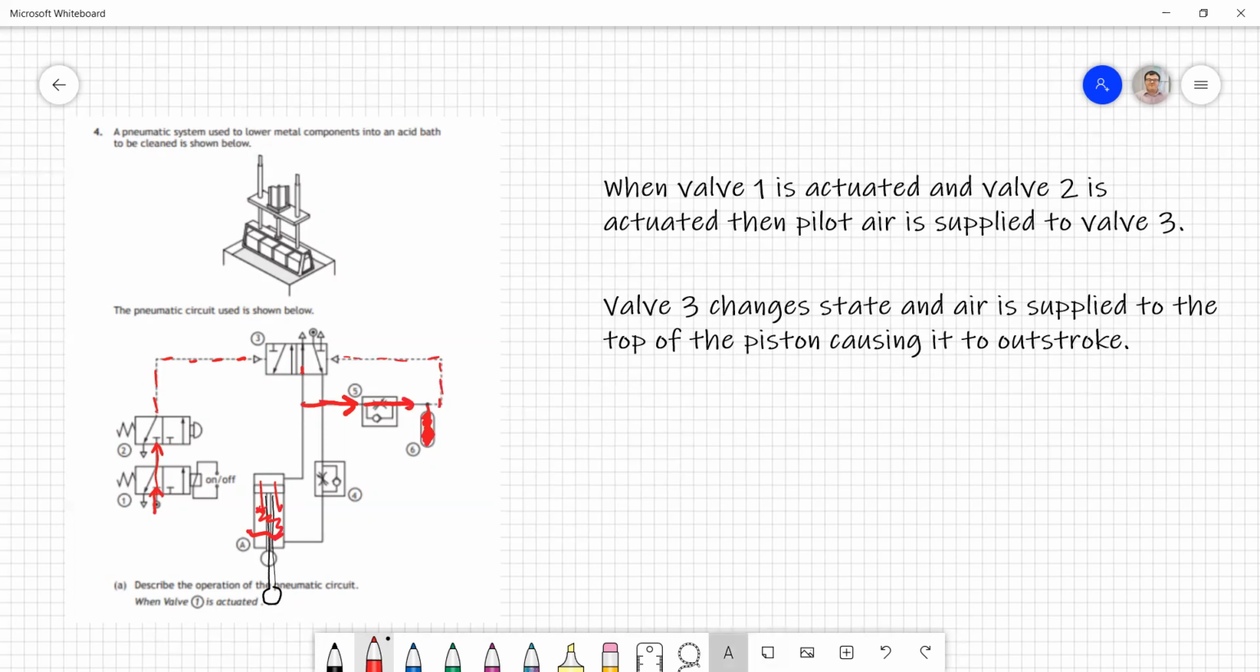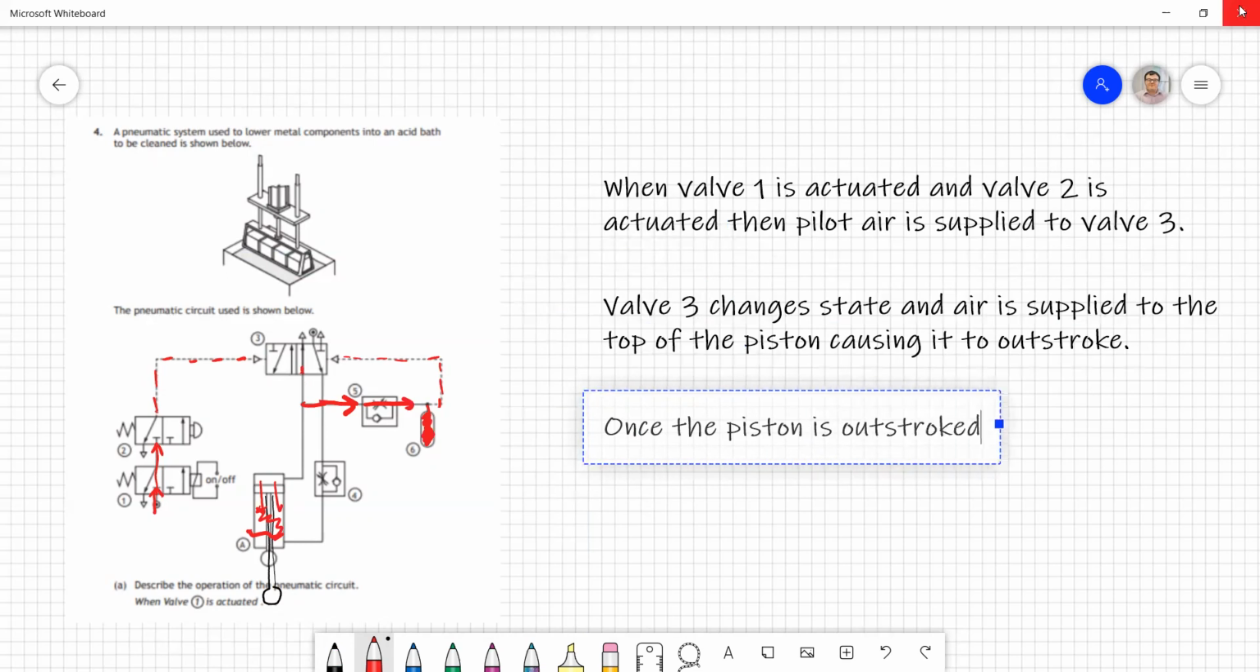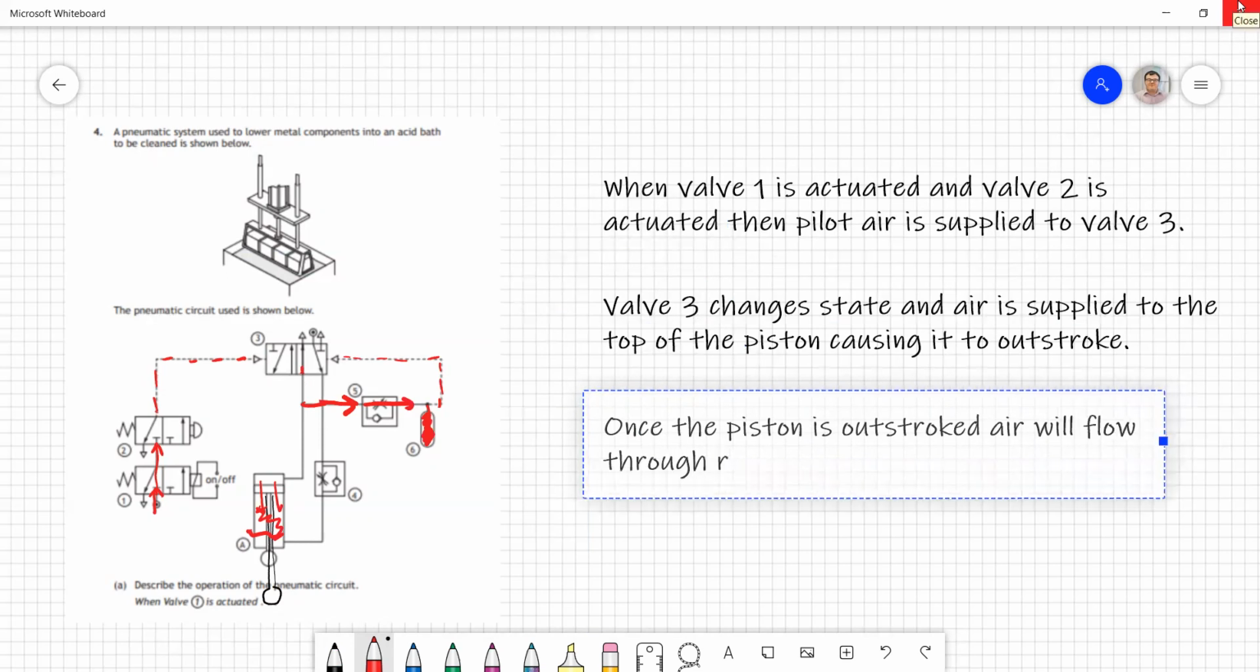I'll write this up and then I'll go back and say one little thing that I should have mentioned before. So once the piston is outstroked, air will flow through restrictor 5 and fill the reservoir.